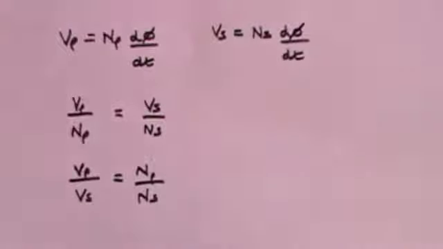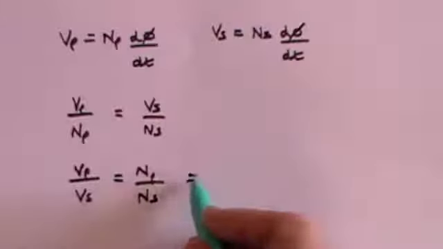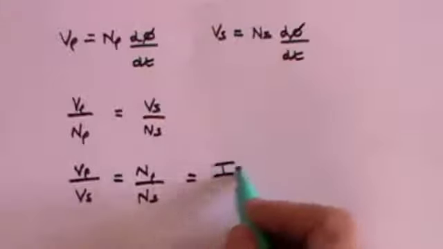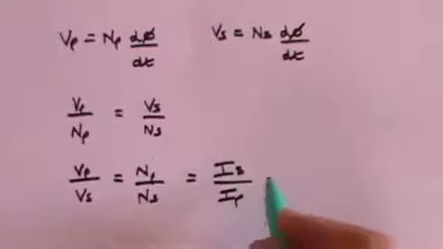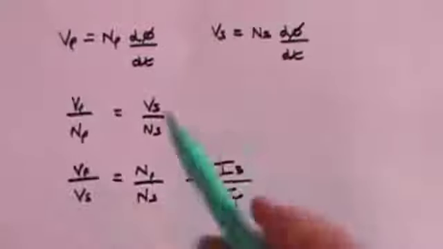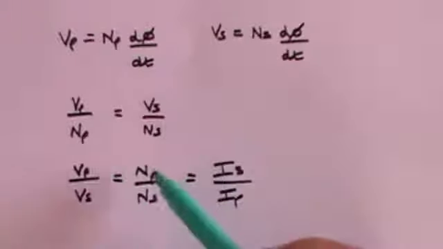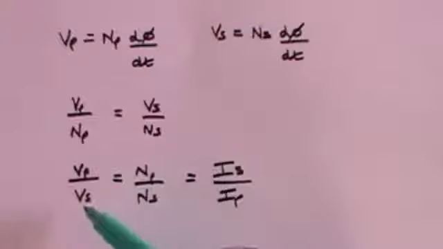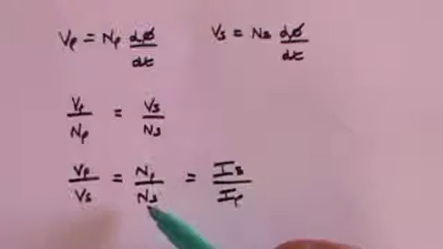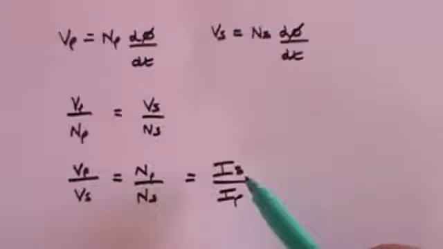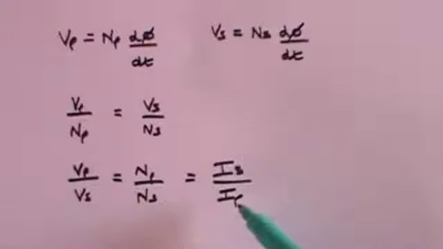But it's important to notice that this equals IS divided by IP. Make sure you don't get those confused. Here, VP's on the top, NP's on the top, VS is on the bottom, NS is on the bottom, but when it comes to the current, it's the other way up. S is at the top and P is at the bottom.